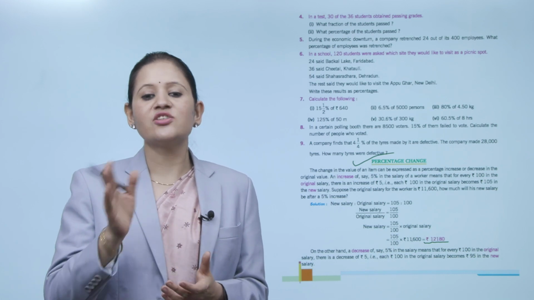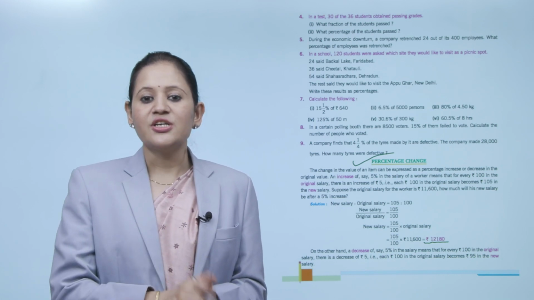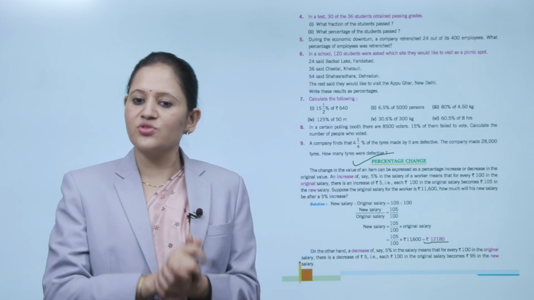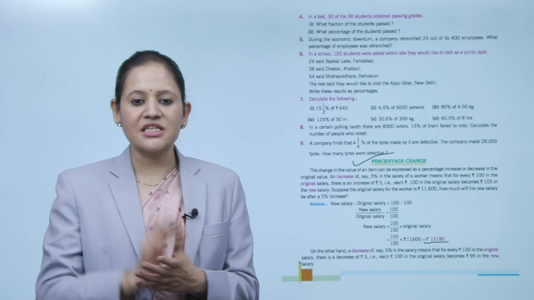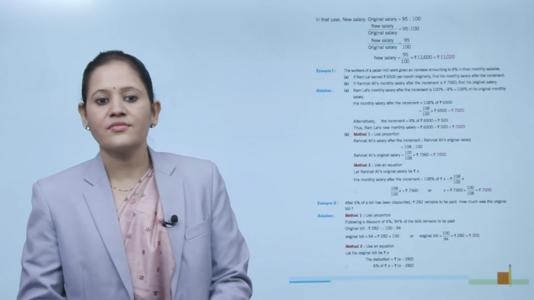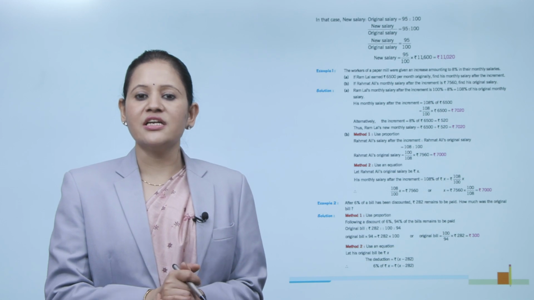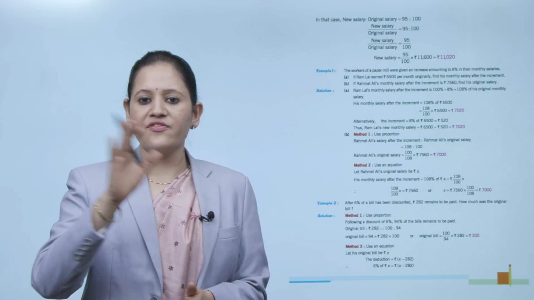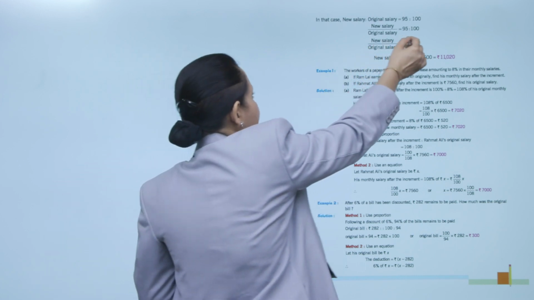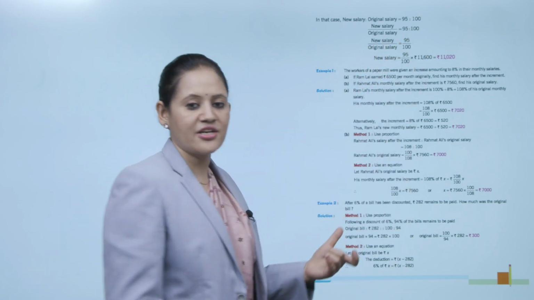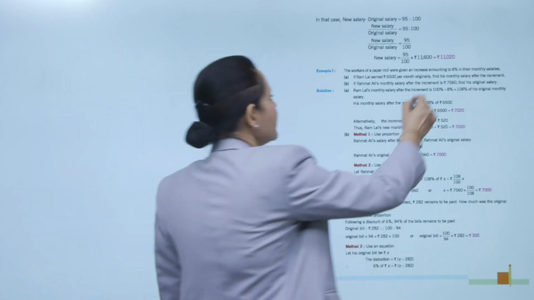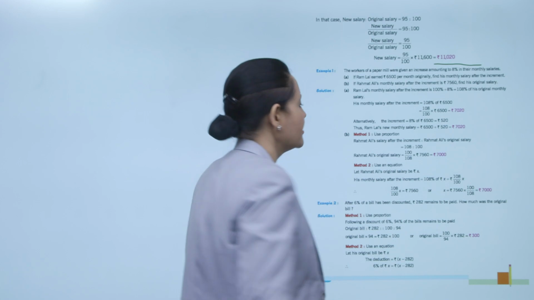On the other hand, a decrease of say 5% in the salary means for every 100 of the original salary there is a decrease of rupees 5. So each rupees 100 in the original salary becomes rupees 95 in the new salary. Clear? Because 5% का decrease है. In case the new salary, the original salary का ratio क्या हो जाएगा 95 ratio 100. Clear? So 95 upon 100. So new salary क्या हो जाएगी 95 upon 100 into 11,600, that is 11,020 rupees. Clear?